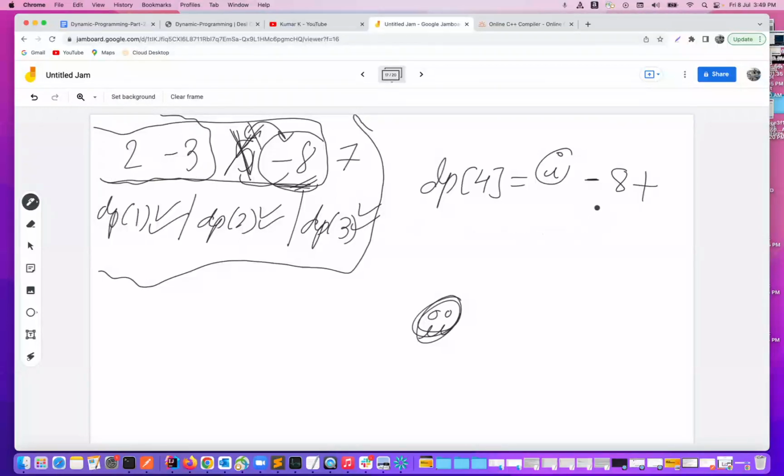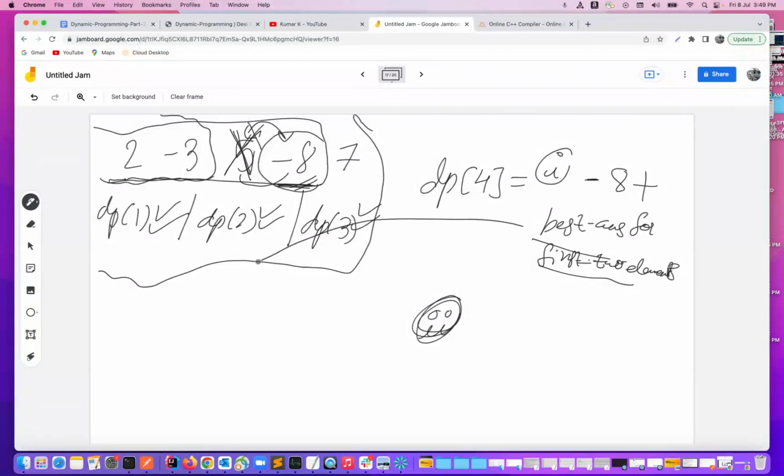Got it, guys? Answer is minus 8 plus best answer for the first two elements. So dp of 4 is nothing but minus 8 plus the best answer for the first two elements. We have to ignore the 5. Why? Because 5 is adjacent to minus 8. That's not allowed, guys. So what is the best answer for the first two elements? It is dp of 2. We have already calculated it. So the answer is minus 8 plus dp of 2.